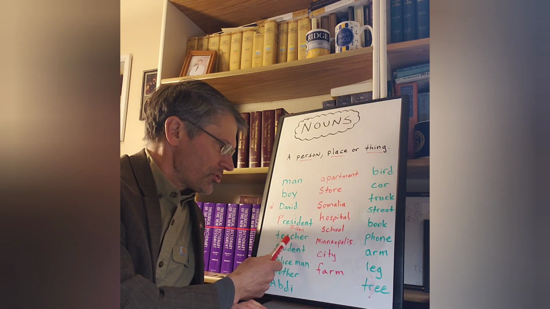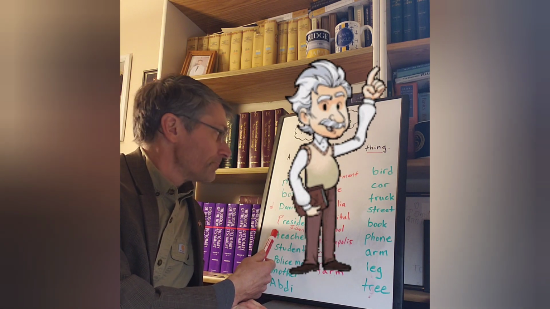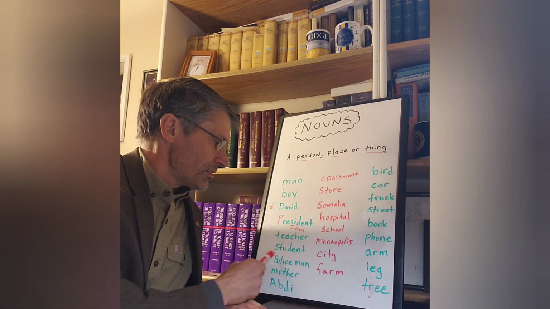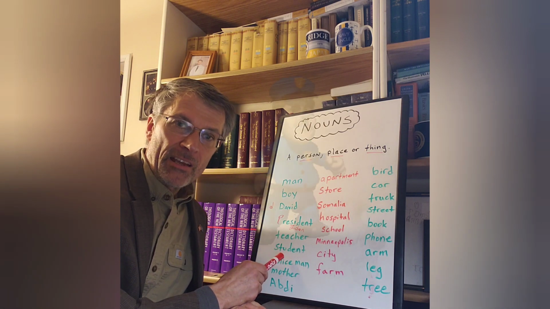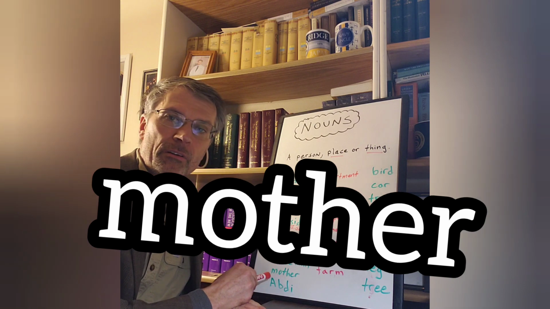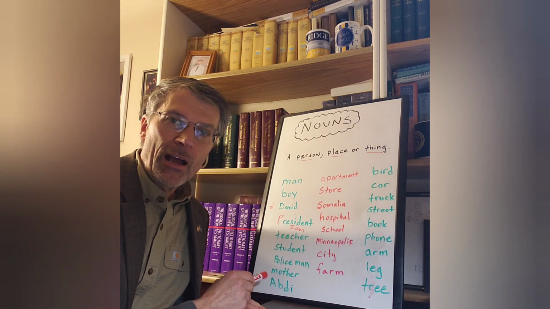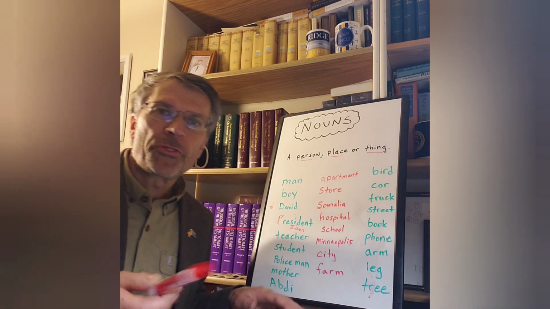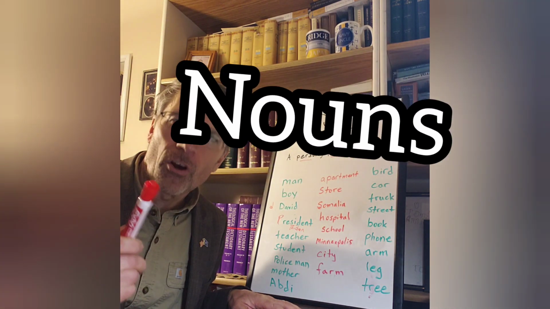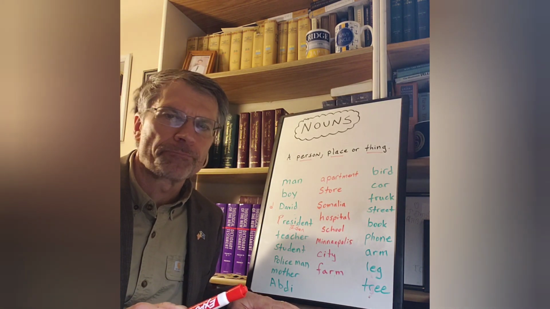Then we have a teacher. He's a, or she is a person, a student, a policeman, a mother, or like I mentioned before, the name Abdi. These are all persons, but they are all nouns. They are all nouns. Important to remember.